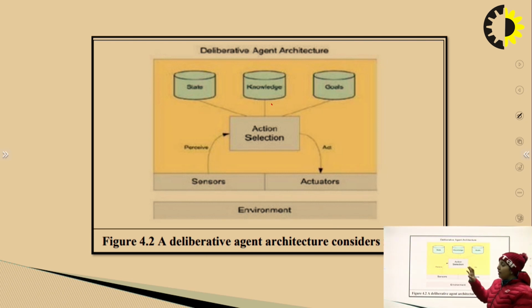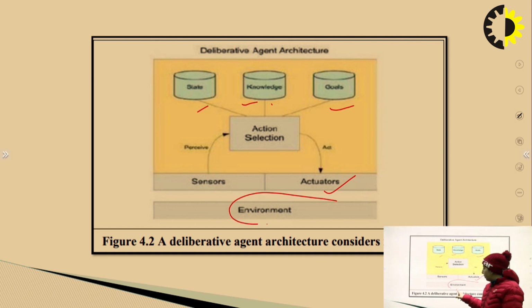So what does the agent do? The agent senses from the environment, and in the previous architecture it just mapped the action. Here it uses all three factors, that is state, knowledge and goal. Then it decides what action has to be taken, and then by the use of actuators, it performs the action on the environment.